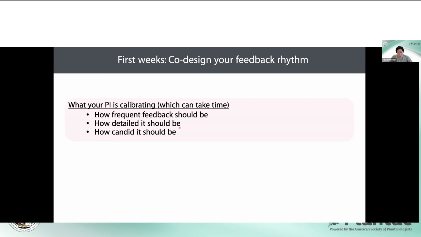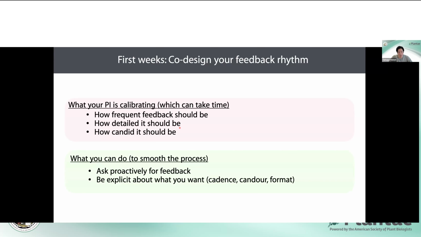But you could help smooth this process by being a bit more proactive. You could ask proactively for feedback, just to show that you really want feedback. You could be more explicit about what you want in terms of cadence, candor, and format of the feedback. I know some of the things may be difficult to ask directly, and that's totally fine. You don't have to take full initiative of setting this up, because it's a mutual process. But anything you feel comfortable with, asking it early will really help.